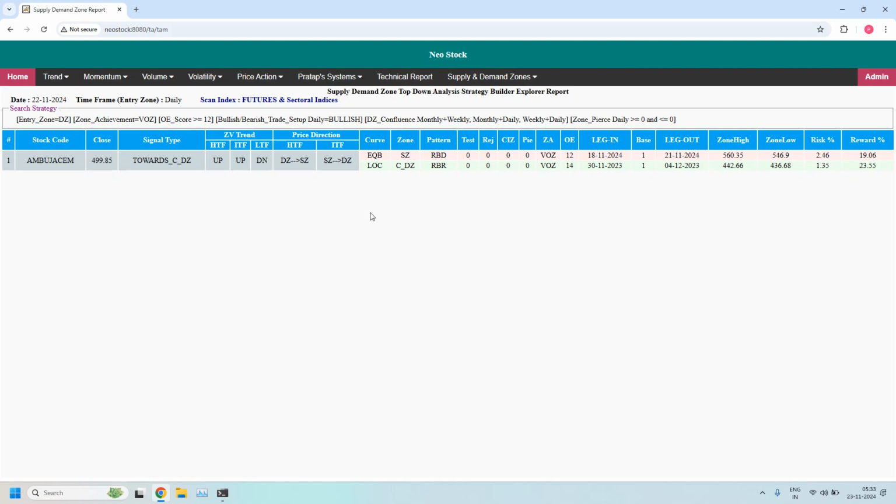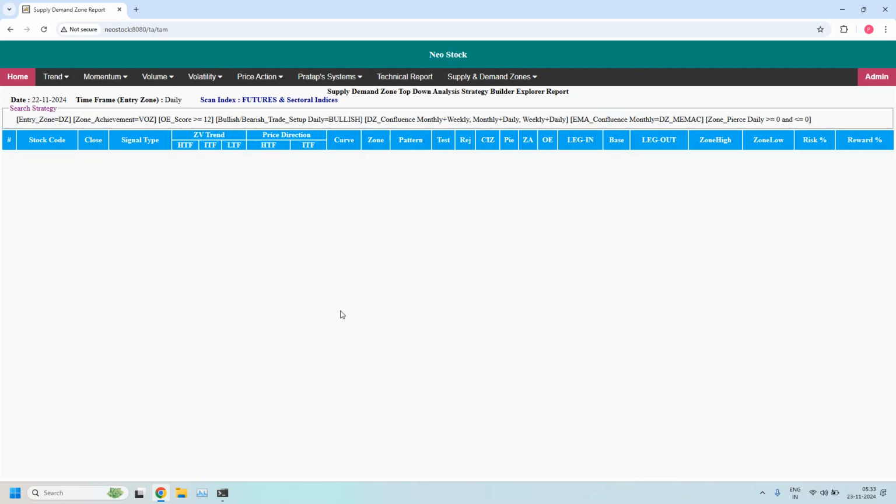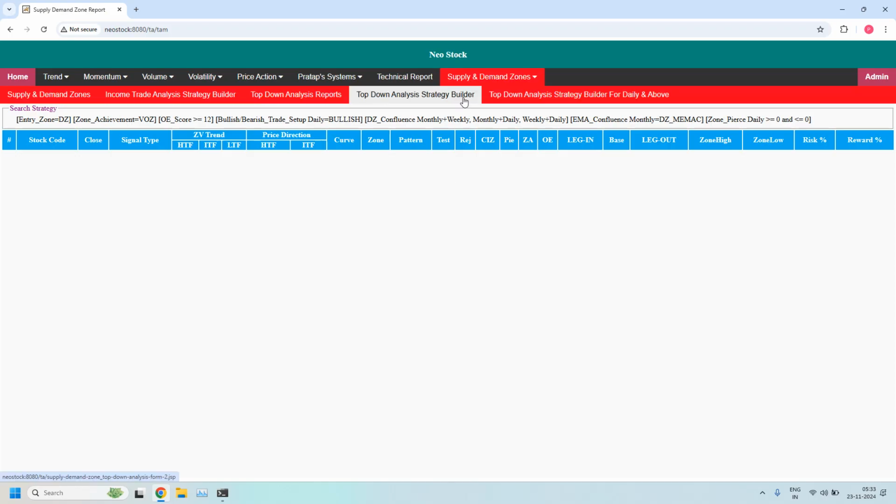So in this stock, this is the daily demand zone. This daily demand zone is part of the weekly, both together again part of the monthly demand zone. That means all daily and weekly together part of the monthly demand zone. And also monthly trend is uptrend. If monthly zone is having monthly EMA confluence, it is even more high probability trade setup. Let's verify. In the EMA confluence, at monthly time frame, monthly demand zone having monthly EMA confluence, we did not get this stock. Okay, fine.